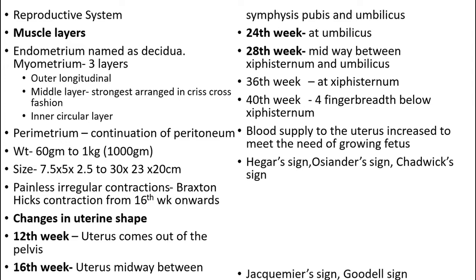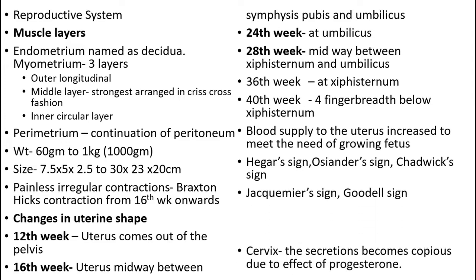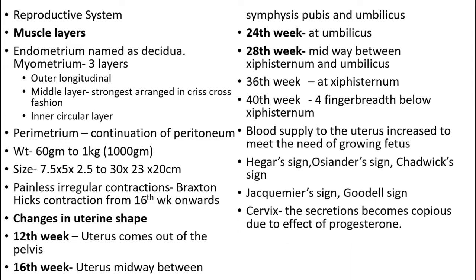There will be Hegar sign, Osiander sign, Chadwick sign, Jacquemier sign, and Goodell sign. Cervix secretions become copious due to the effect of progesterone. The length of the cervix remains unaltered.